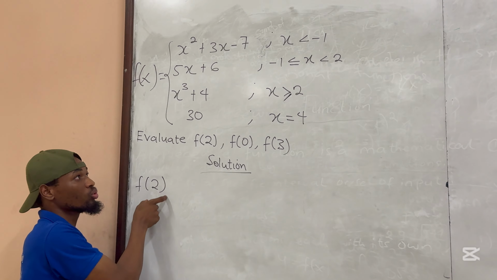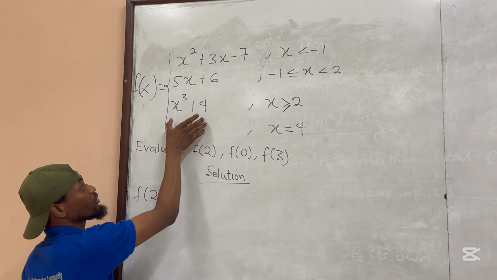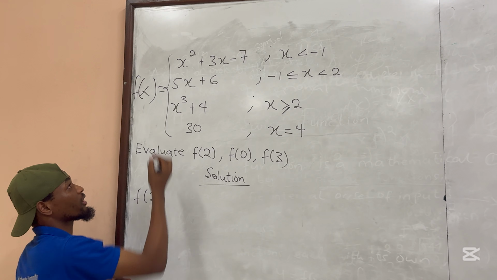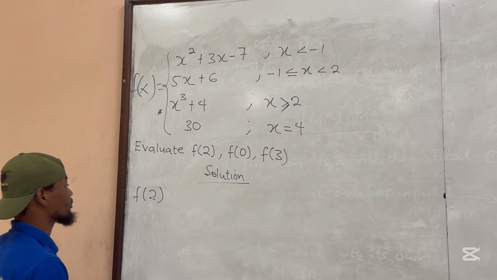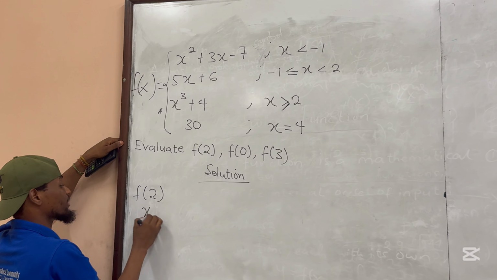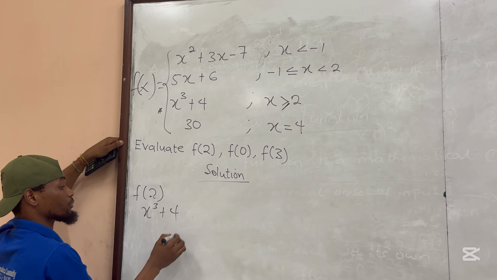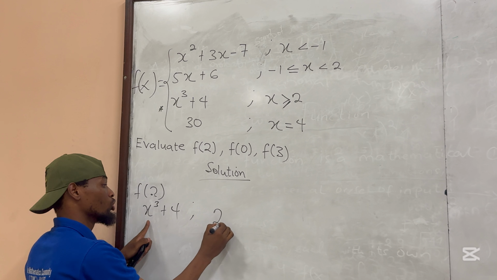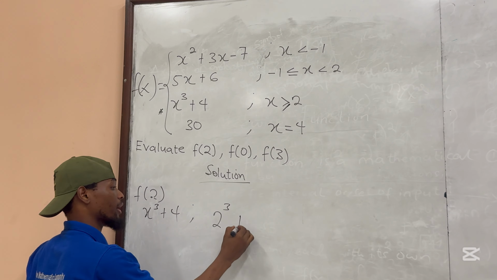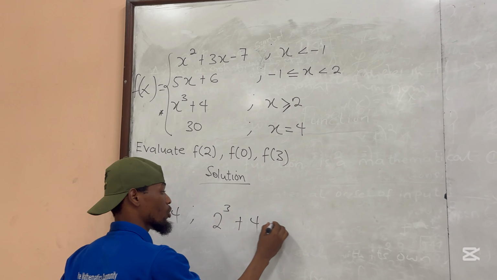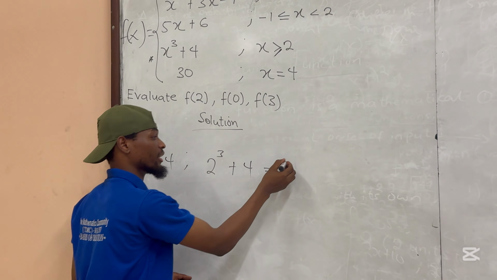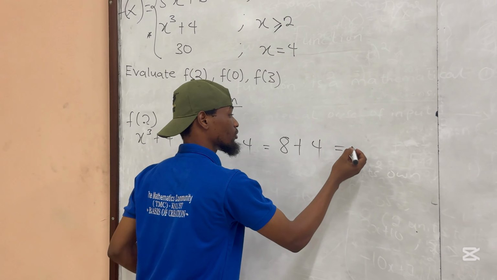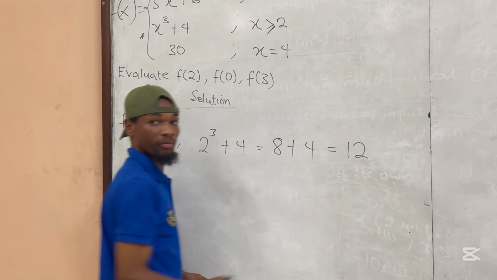So I think f of 2. Oh yeah, we can tackle this function where we substitute 2 into this. So the function is x cubed plus 4. Let's put 2 into this. So we have 2 exponent 3, then plus 4. 2 exponent 3 is 8, then plus 4, which is equal to 12. Okay.